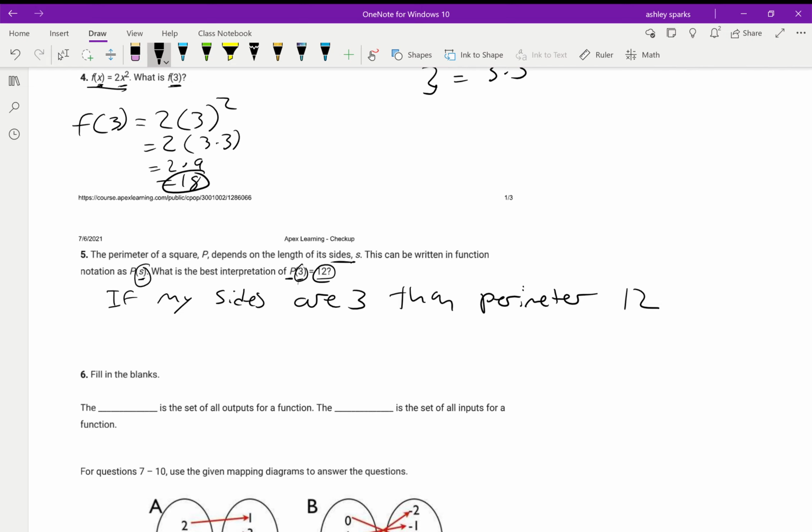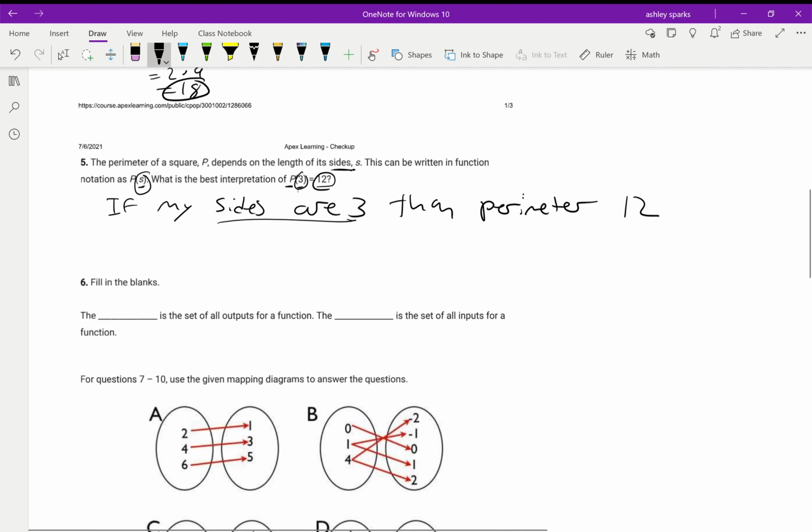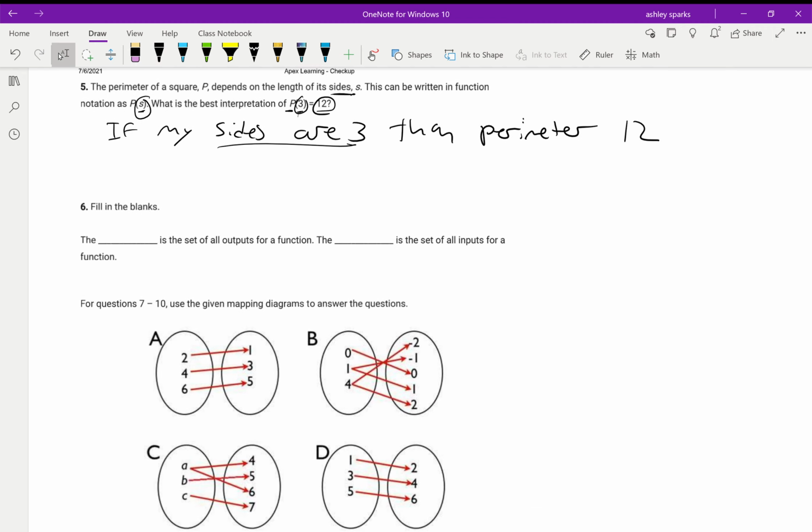So if my sides are 3, you look in the parentheses first. What is in the parentheses? That's the sides. Fill that in first. So sides are 3. Then your perimeter is 12. If this was talking about money, if my time was 3, how much money do I have? Those kind of things.